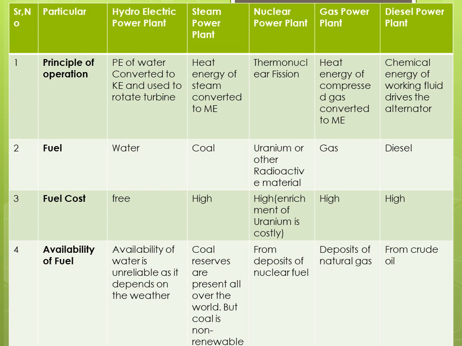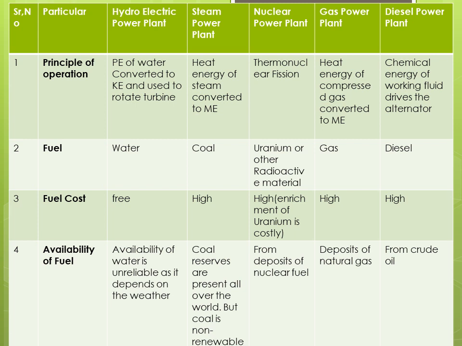Then in gas power plant, heat energy of compressed gas is used to drive the prime mover. Then in diesel power stations, chemical energy of the working fluid drives the alternator. Then the fuel used in hydro is water, coal for steam, uranium or other radioactive material for nuclear power plant. In gas power plants, it is natural gas or any other gas. In diesel power plant, it is diesel.